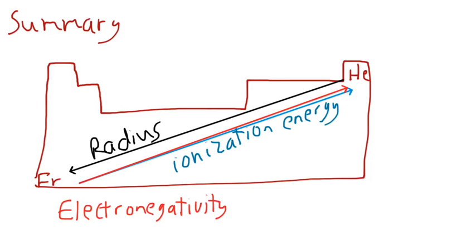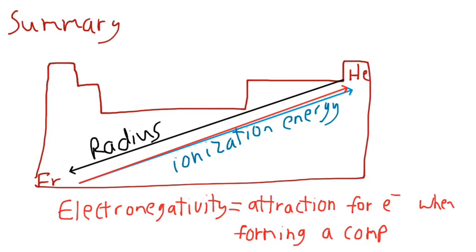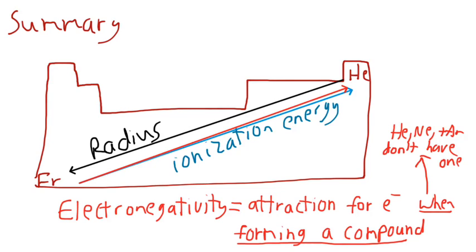Electronegativity trend points the same direction as ionization energy, but there's one change. Electronegativity is defined to be attraction for electrons when forming a compound. There's 3 elements on the periodic table that have never been measured to form a compound. Those are the first 3 noble gases. So because they don't form a compound, and because that's part of the definition for electronegativity, helium, neon, and argon do not have an electronegativity.